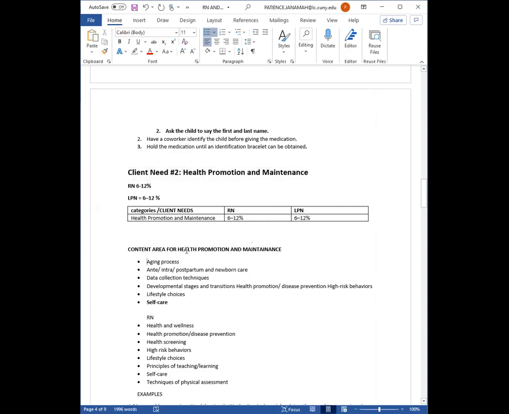We have content area for health promotion and maintenance. That's under health promotion. So the health promotion is also another section. RNs have 6 to 12%, and LPNs have 6 to 12%. So you need to get this percentage to be good on the NCLEX. Now let's look at what this area covers, health promotion.